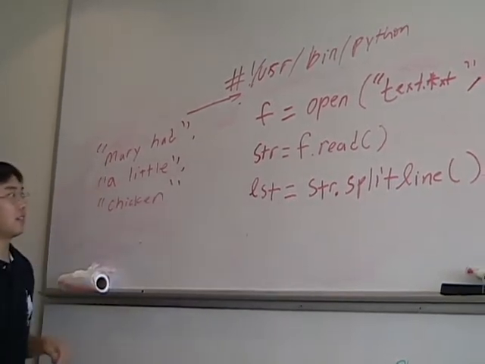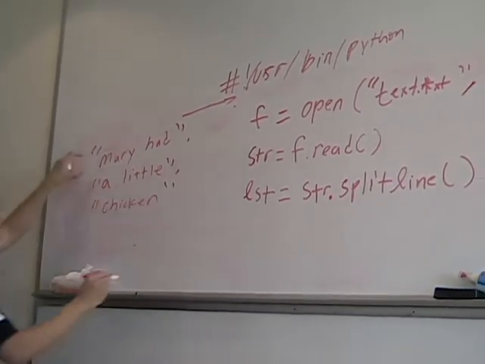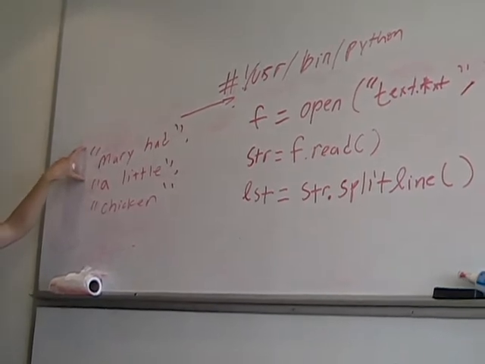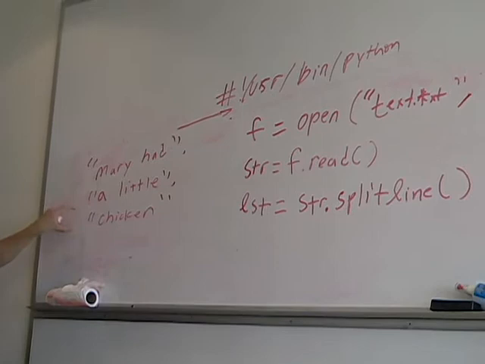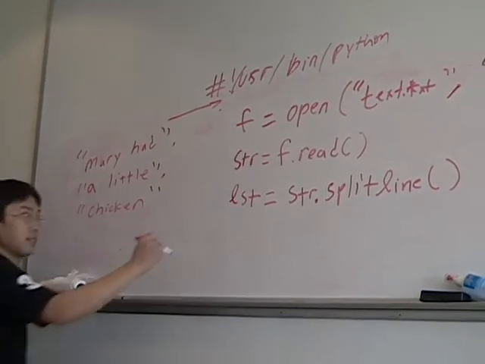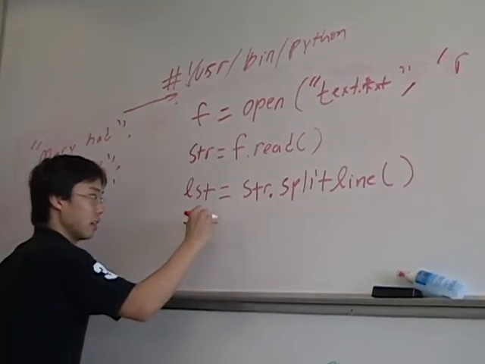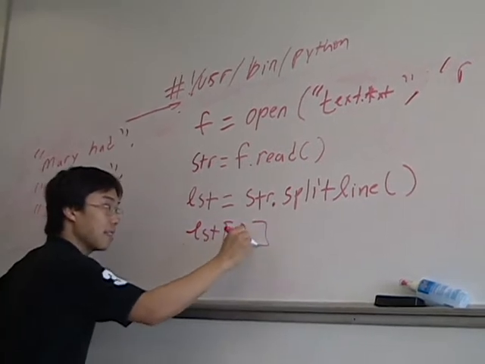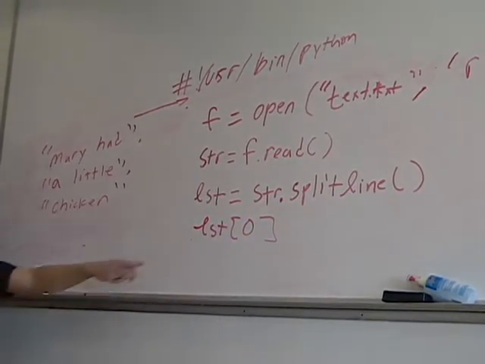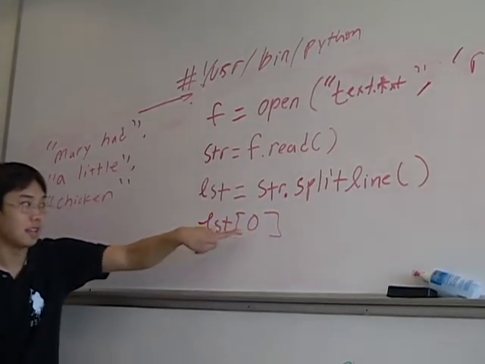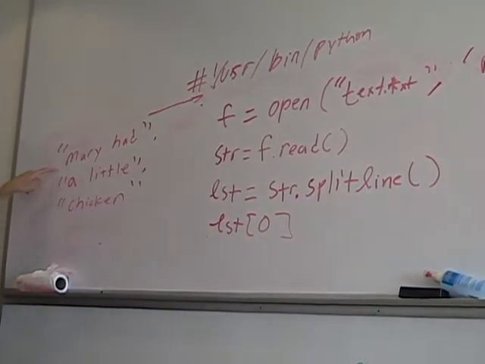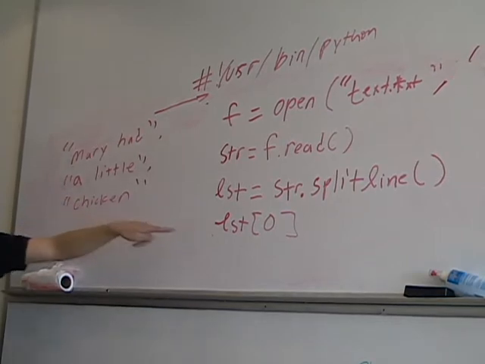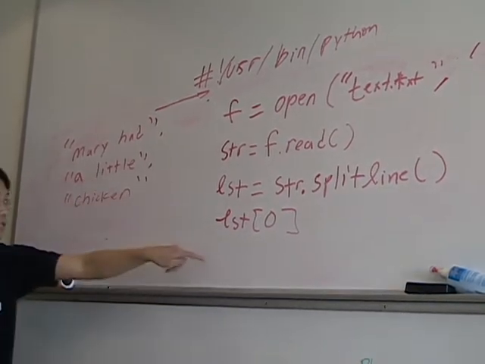So to access it, let's say Mary had will be at index 0 of the list. A little will be index 1, and chicken will be index 2. So if I do this, list, to access an element in the list, you have to put brackets and then the position, all right? So list 0 will print out Mary had, list 1, a little, list 2, chicken.